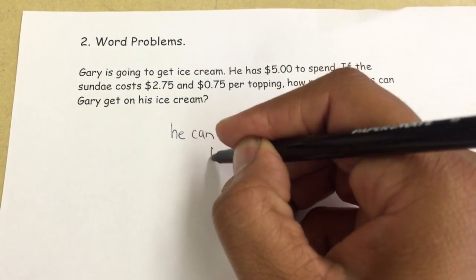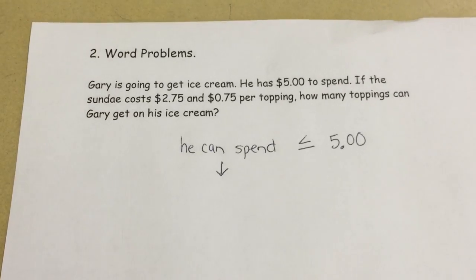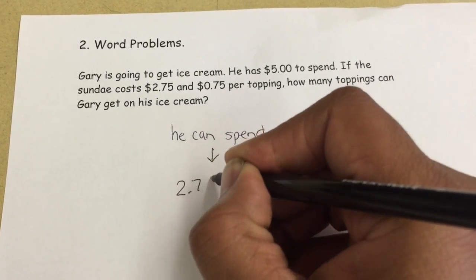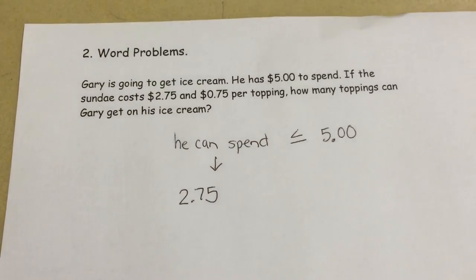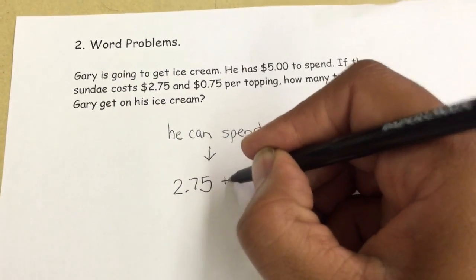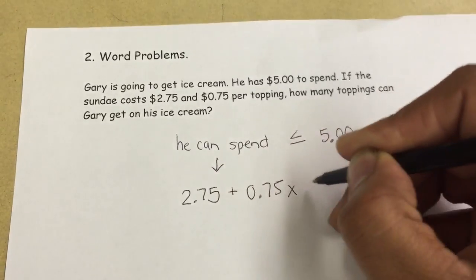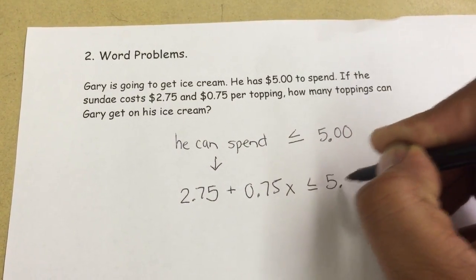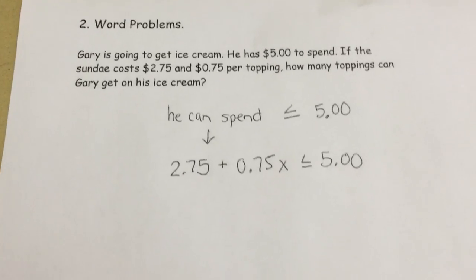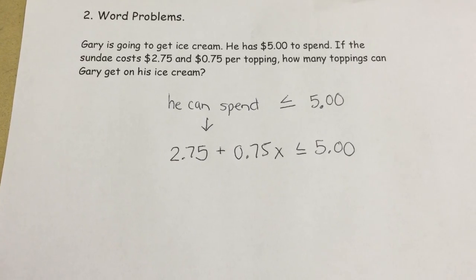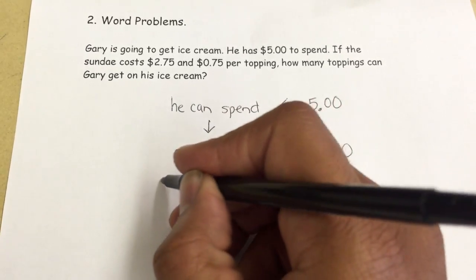And so now we're going to figure out how we're going to represent what he spends. The sundae's $2.75, so you're going to pay that even if you don't get any toppings, okay? And then you're going to add 75 cents per topping. And so what you end up with is something like what we did on the previous page, okay? So let's go ahead and solve it.